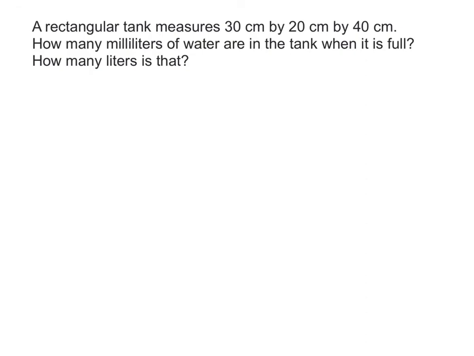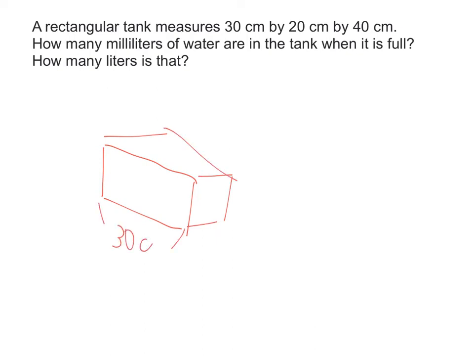Right off the bat, we should be thinking in our head or drawing a sketch. This is not the world's best 3D prism, but we need to draw a sketch. So we draw the rectangular tank. We know it's a rectangular one, so we can draw a rectangular prism. It measures 30 centimeters by 20 centimeters by 40 centimeters. It doesn't matter which one is the length and which one's the width. The question is asking how many milliliters of water are in the tank when it is full, and also how many liters that is.